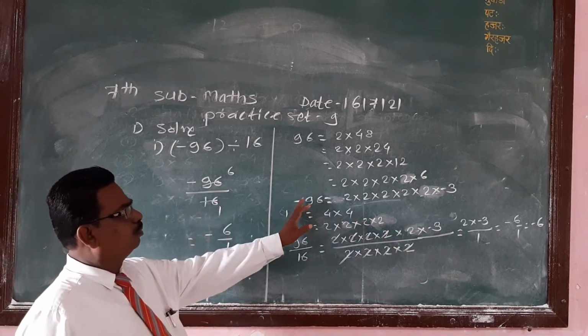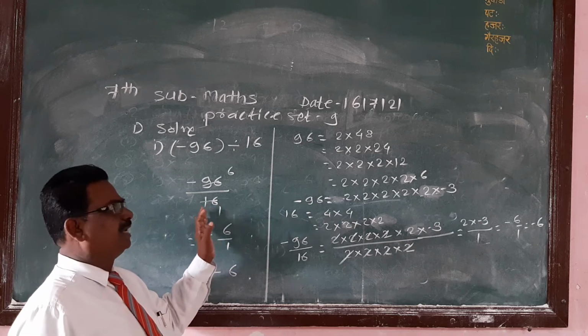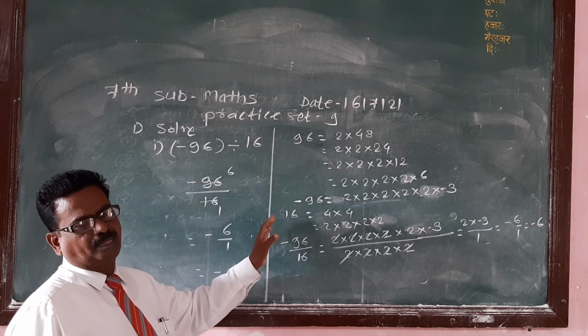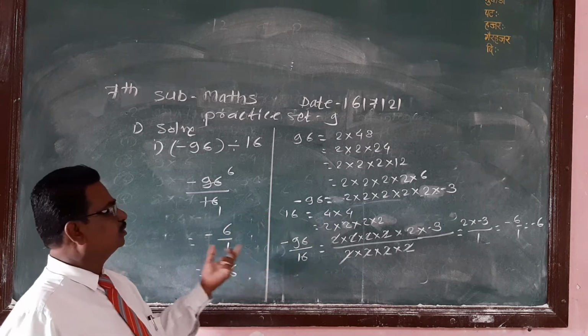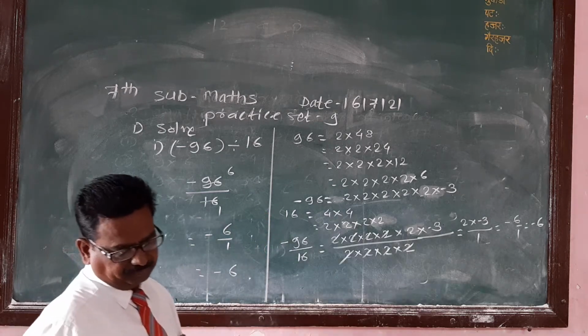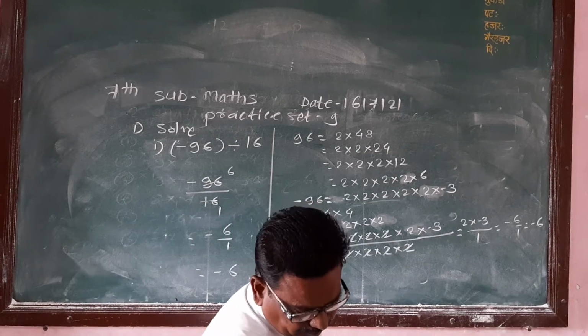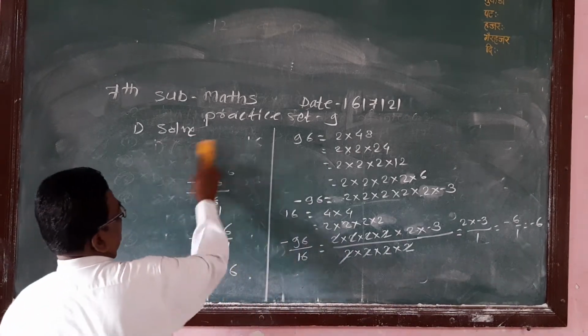Both of you select one method, whichever is easy for you to solve. Then come to the second.